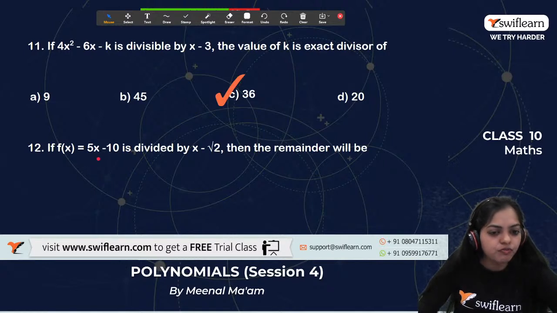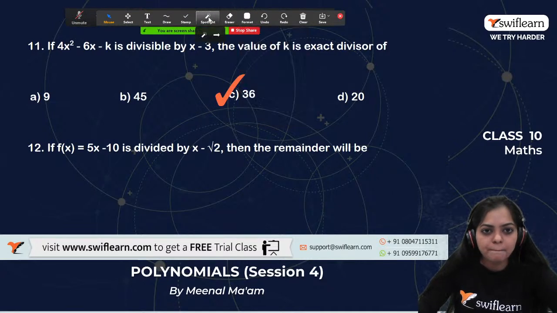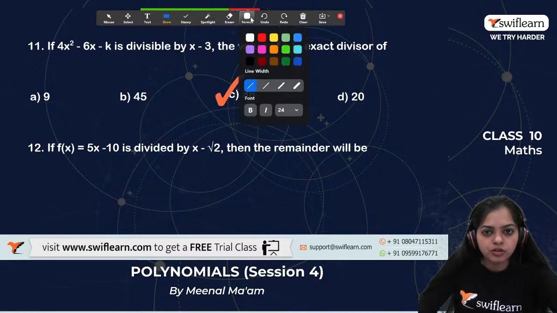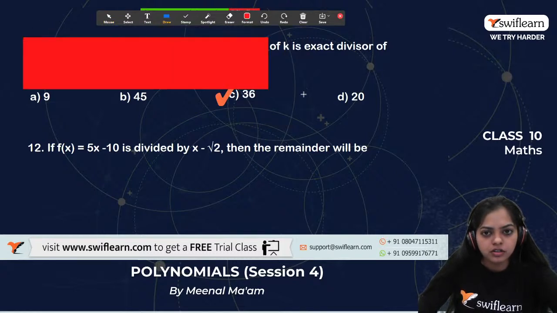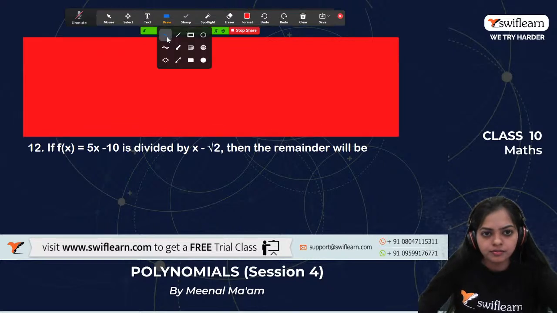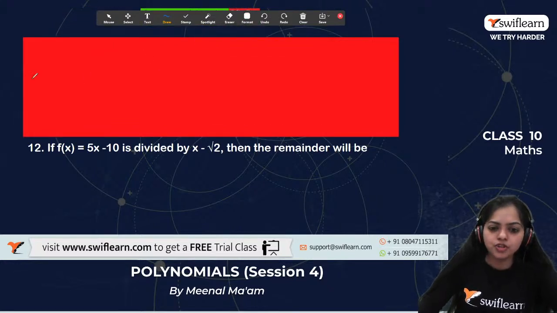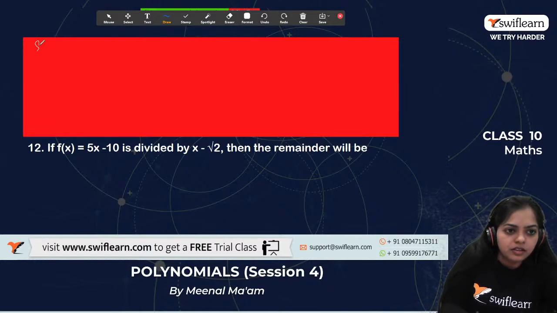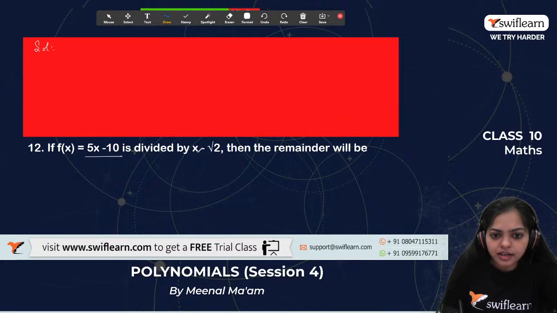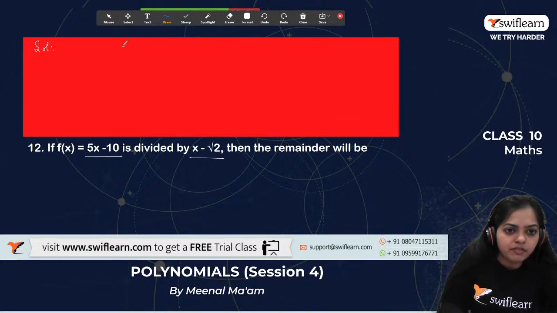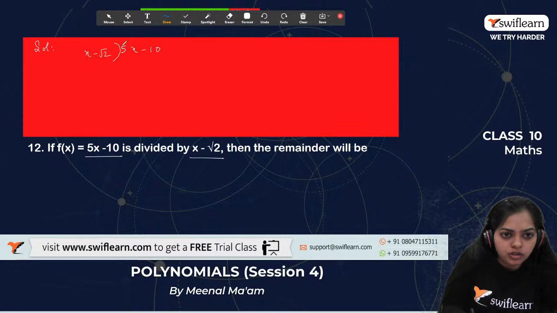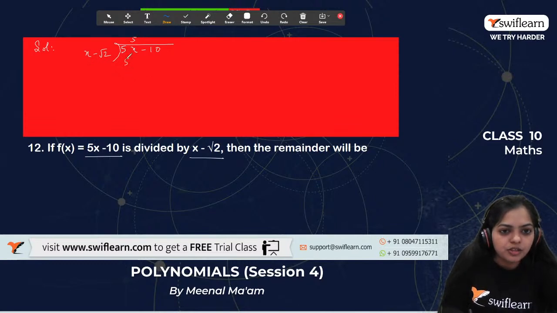If f(x) equals 5x minus 10 is divided by x minus root 2, then the remainder will be what? Yes, let's have a look over this question also. Alright, let's solve this question together. If f(x) is 5x minus 10, it is divided by x minus root 2. So first divide 5x minus 10 by x minus root 2. Alright. So what do I have to multiply to x to make it 5x? 5?